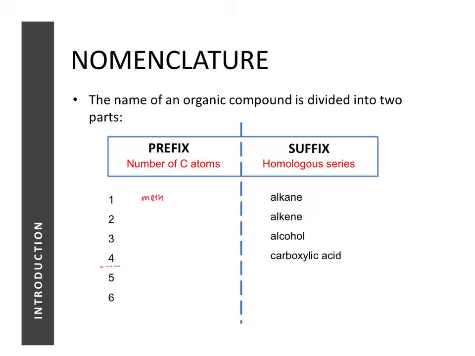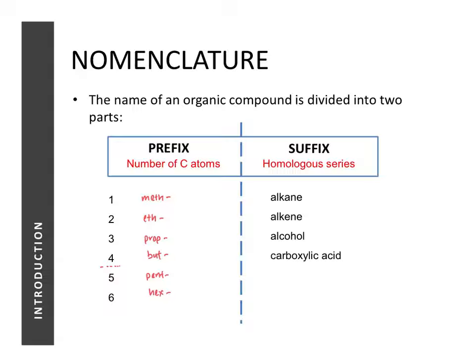If an organic compound contains only 1 carbon atom, the front part of the name would be meth. If it contains 2 carbon atoms, the front part will be eth, and prop, but, pent, and hex. So based on the front part of the name, whether it's meth, prop, pent, or hex, we can tell the number of carbon atoms in that organic compound.